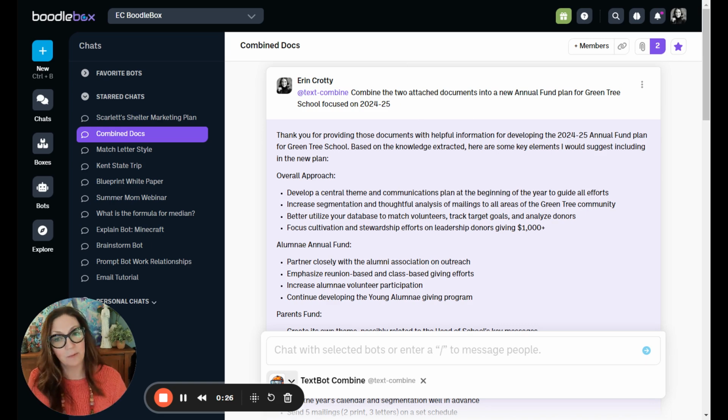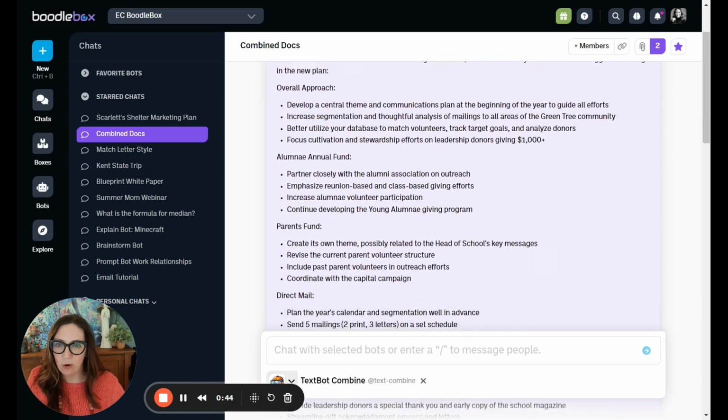So what I did was I went to @TextCombine. Again, he's right down here in the box. You can either write TextBot combine or you can pick another bot. There's lots of options for you. So I asked to combine the two into a new annual fund plan for Green Tree School. It does not exist, but I did ask it.